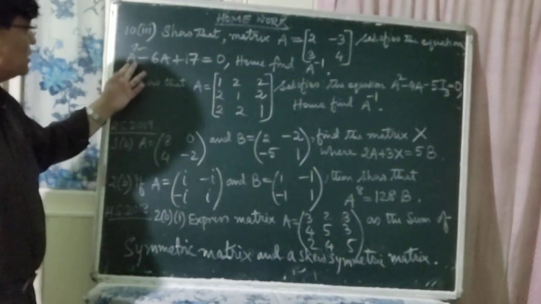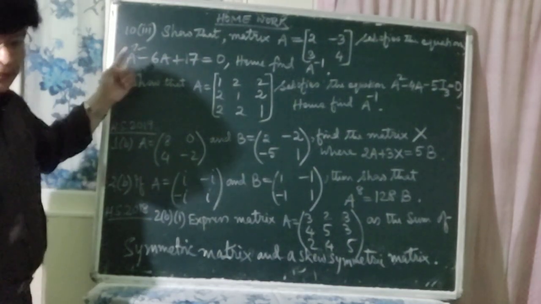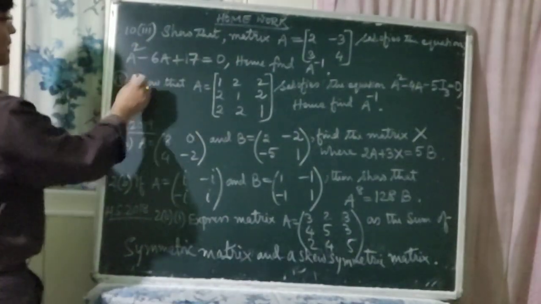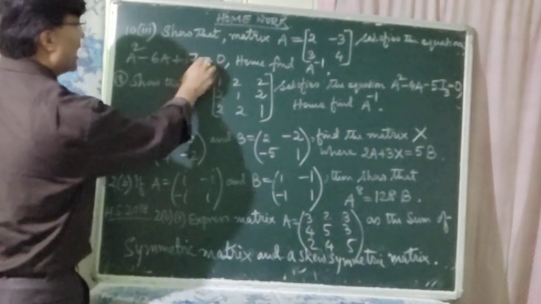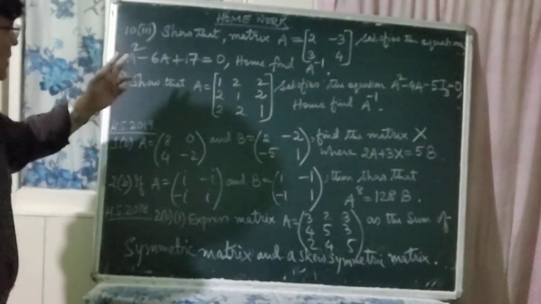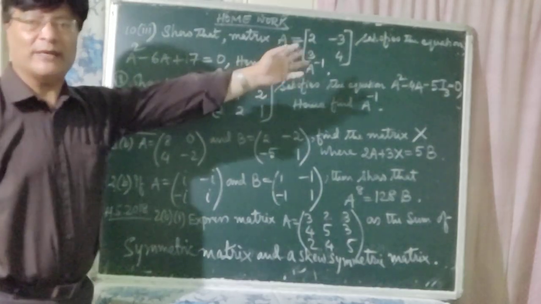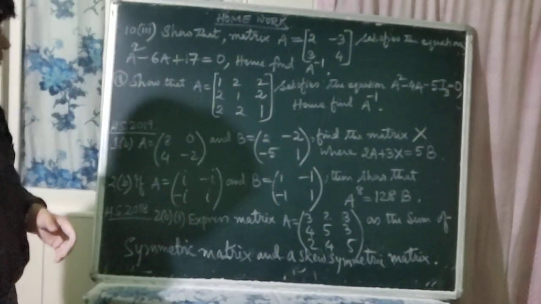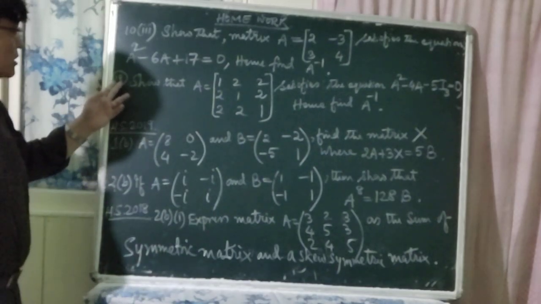Okay. It is given A square. So this is your A square minus 6A plus 17I. You have to write 17I, and then prove that it is equal to the null matrix, and hence you have to find out A inverse. Using the properties of matrix, you can find A inverse. Okay. And a similar question is for 18.